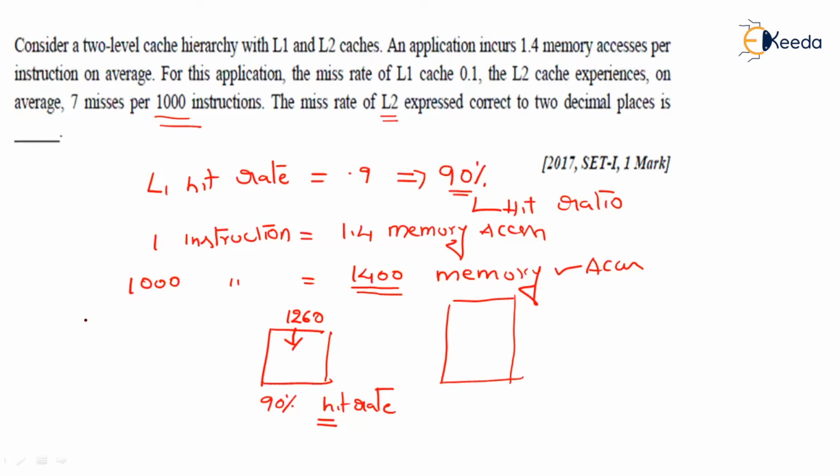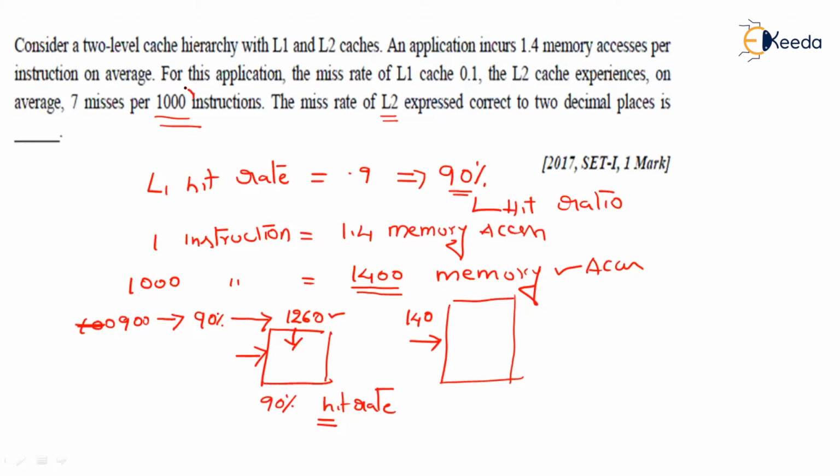That is 900 instructions, which is equal to 90% out of the total 1000 instructions, are going to incur 1260 memory accesses, which are available in L1 itself. Okay, remaining 140, for the remaining 140 we are going to L2 cache. The miss rate is, on an average, 7 misses per 1000 instructions.